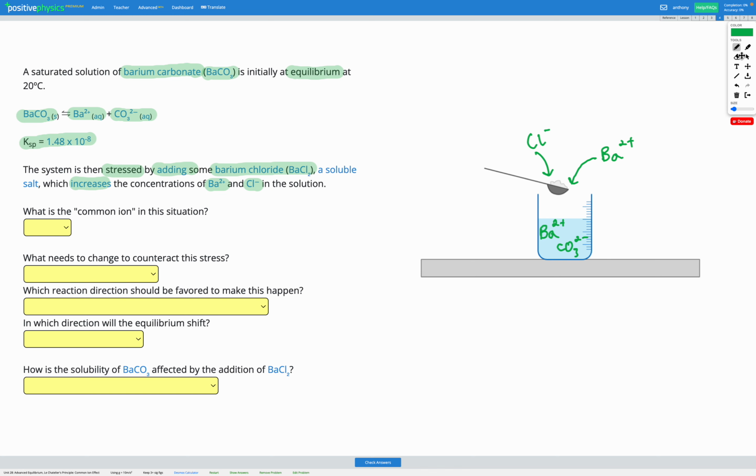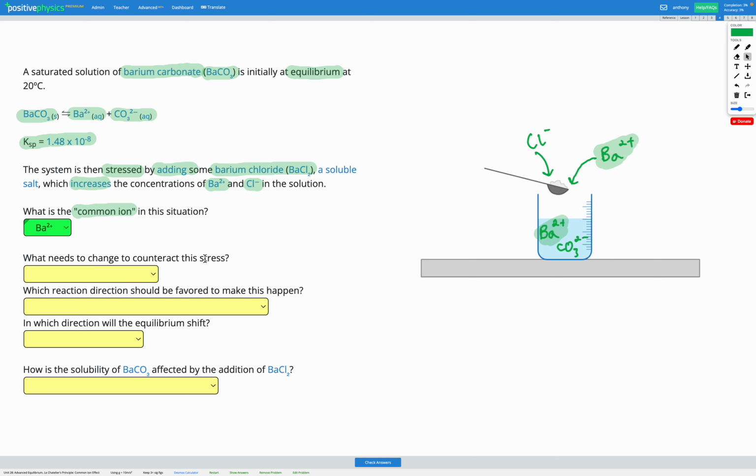So the first question asks, what is the common ion in this situation? The common ion is the ion that's in the solution and that we're adding to the solution. So we have barium 2+ in the solution, and we're adding some more barium 2+ to the solution when we add the barium chloride. So the common ion here is going to be Ba2+.